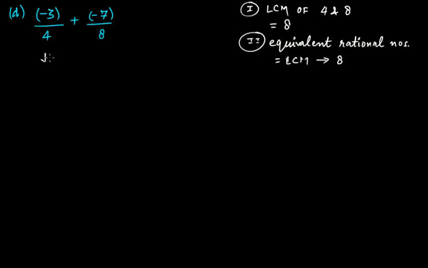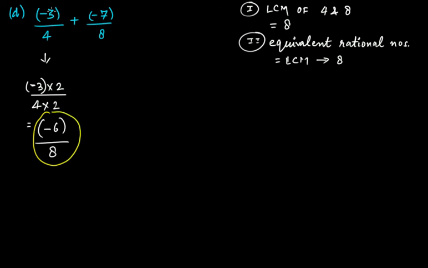So what number should we multiply with? What number should we multiply 4 with such that denominator becomes 8, clearly with 2. So you have to multiply your numerator also with 2. And you get minus 6 over 8. This is the equivalent rational number of this rational number having denominator as 8. In this case, since the denominator is already 8, so we don't need to change anything here. This is 8 and in bracket minus 7. And here you have to add these two now.